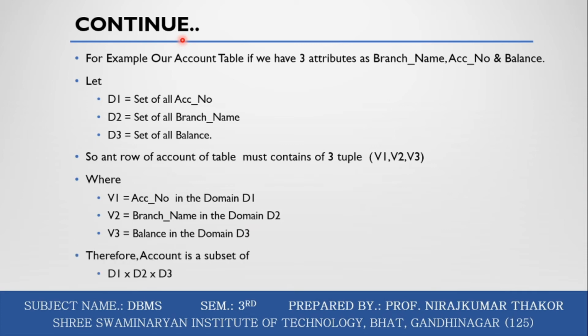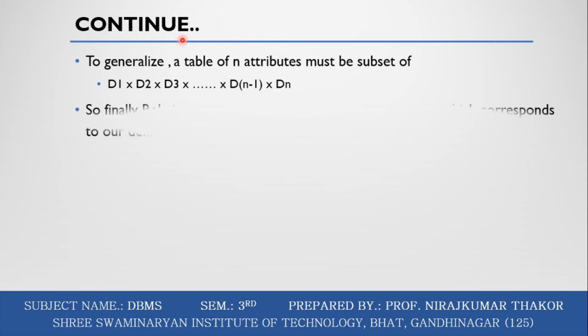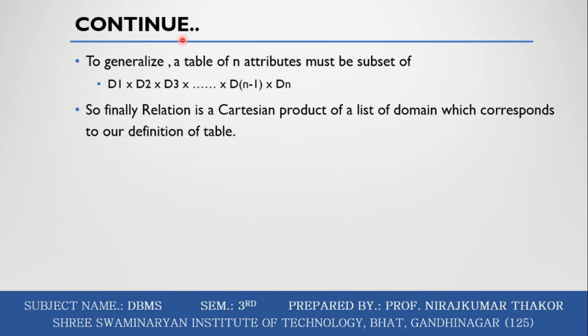Therefore, the account is a subset of D1 cross D2 cross D3. Okay. To generalize, a table of n attributes must be a subset of D1 cross D2 cross D3 up to Dn minus 1 cross Dn. Okay, this is a table. So finally, a relation is a Cartesian product of a list of domains, which corresponds to our definition of the table.